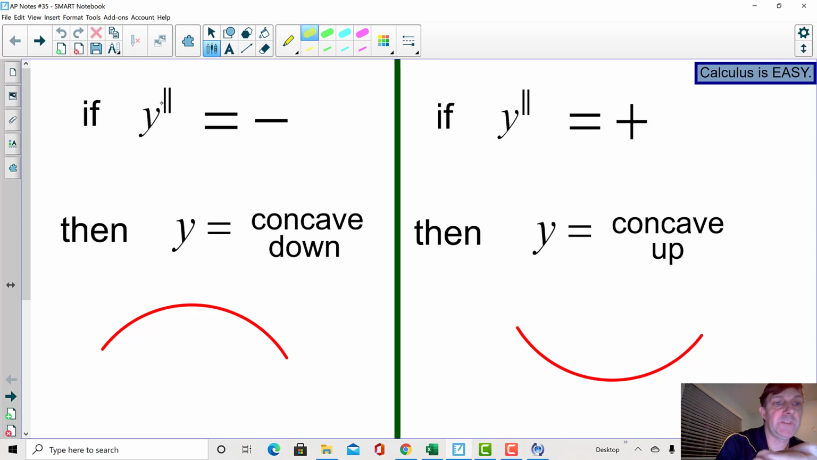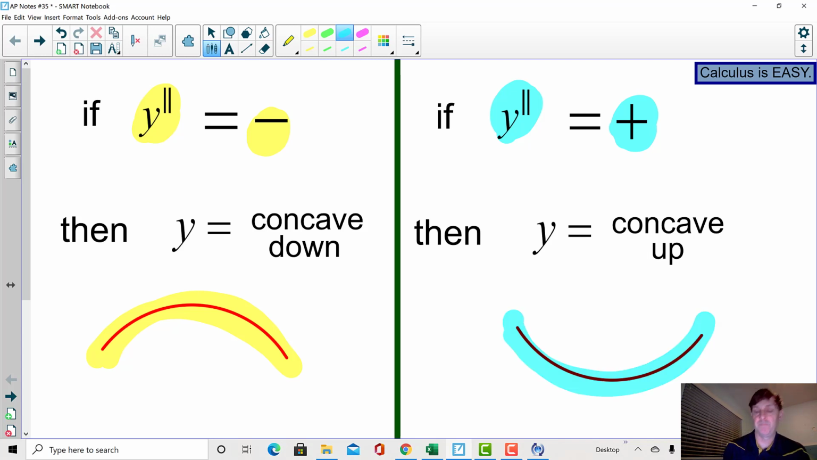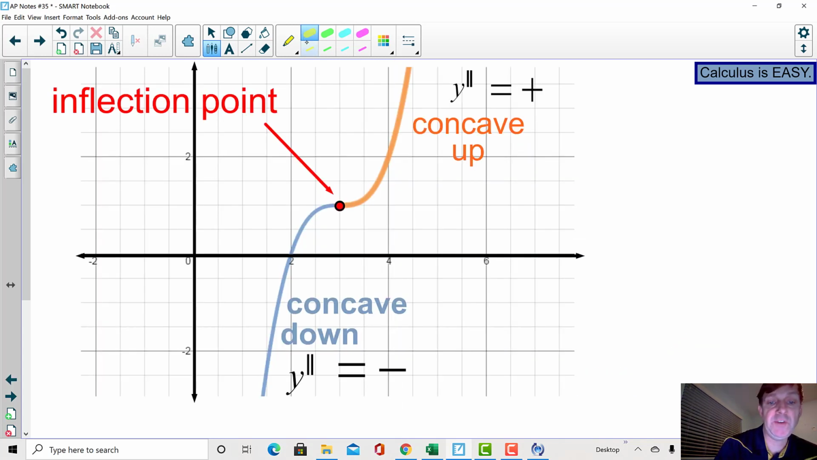Okay, just as a reminder, when your second derivative is negative, it means your original function is concave down. When your second derivative is positive, it means your original function is concave up. If your second derivative changes either from negative to positive or from positive to negative, then the point where it changes is going to be called the inflection point, as long as there's a tangent slope at that point. The tangent slope can be a vertical tangent slope, but the tangent slope has to exist.